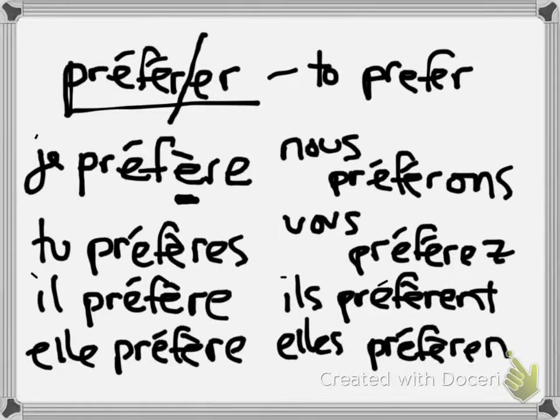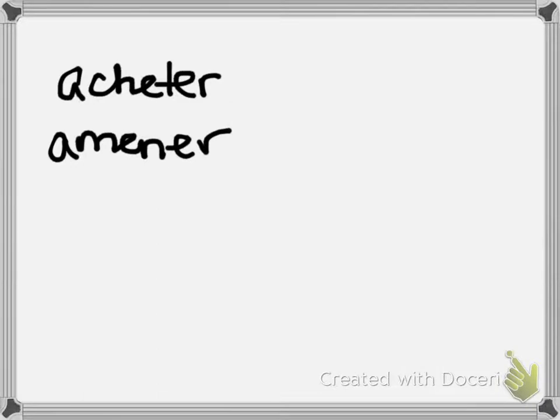So, if you could, répétez après moi. Je préfère. Tu préfères. Il préfère. Elle préfère. Nous préférons. Vous préférez. Ils préfèrent. Elles préfèrent. And again, notice the endings are the same, however we just change the accent mark.